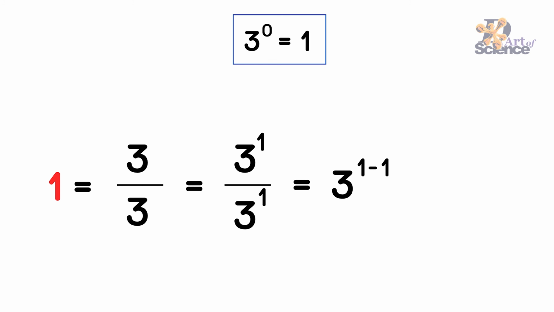And what is 1 minus 1? Exactly, it's 0. So this is how 1 equals 3 raised to 0. And you can try this with any other number. You'll always land on the same solution.